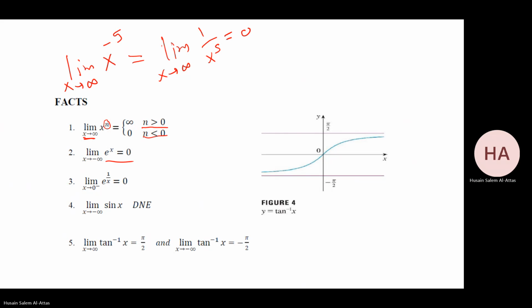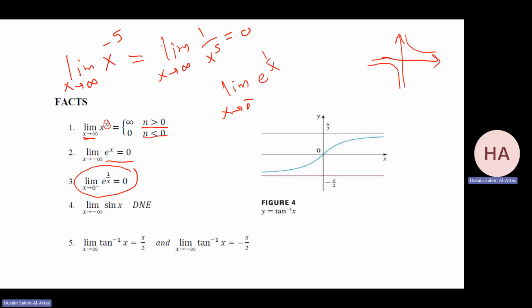Exponential we did. Also, we can deal a little bit with this exponential. For example, I want to find this limit as x goes to 0 from the left of e to the power 1 over x. You notice this is the graph for 1 over x. So as x goes to 0 from the left, 1 over x goes to minus infinity. So e to the power 1 over x, with the exponent going to minus infinity, goes to 0, as we did before.